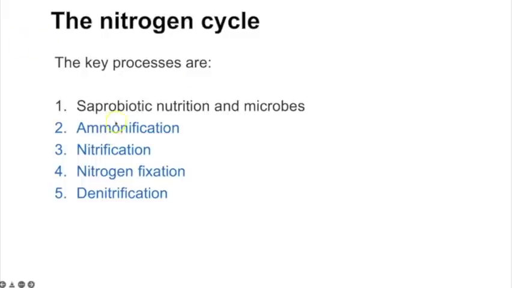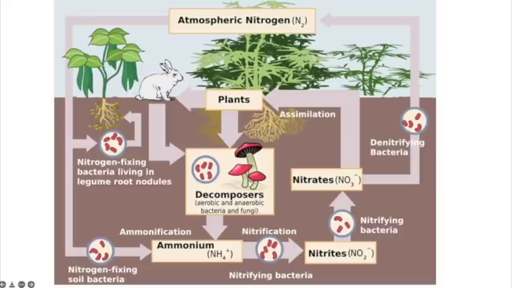So saprobiotic nutrition is referring to when microbes are feeding on dead plant matter or waste, and it's the microbes that are going to be doing that. So if we have a look at the cycle, we have nitrogen gas in the atmosphere. There'll be nitrogen fixing bacteria that can convert that nitrogen into ammonia.